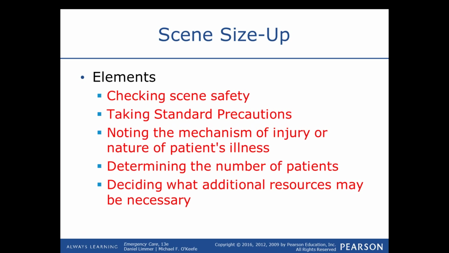The first one would be checking scene safety. We're going to talk about taking standard precautions, which we covered before this chapter, talking about the use of gloves and masks and gowns and so on. Next we're going to talk about noting the mechanism of injury or nature of illness. So we're going to cover what those entail. We're also going to talk about determining the number of patients, and then based on all that, you're going to decide what additional resources may be necessary for you to complete this task.